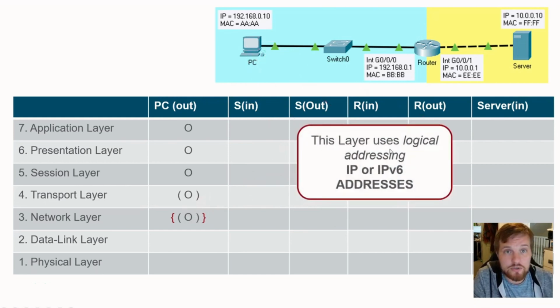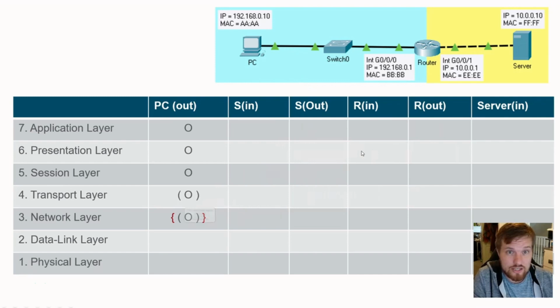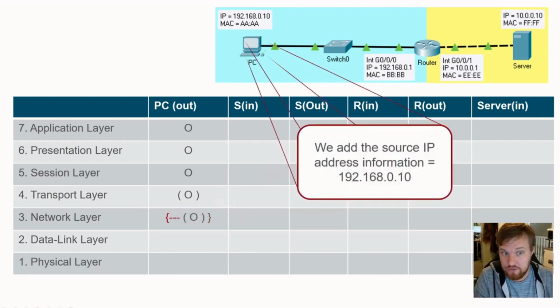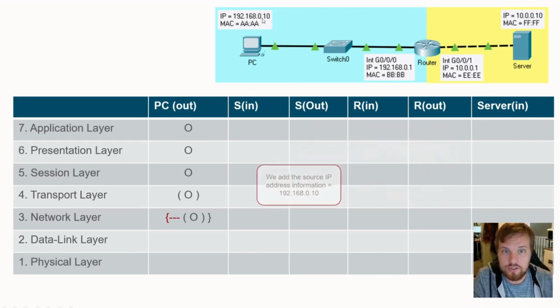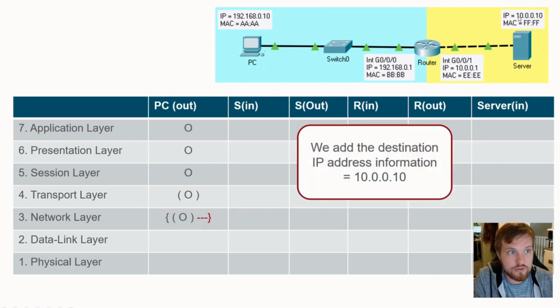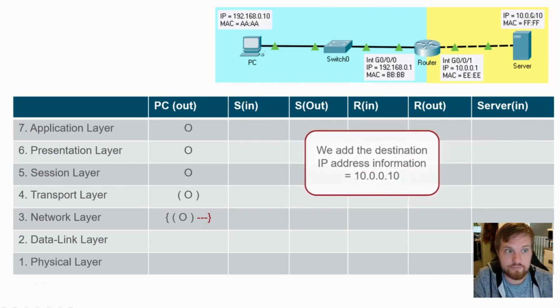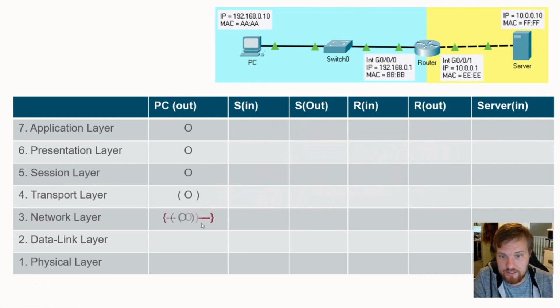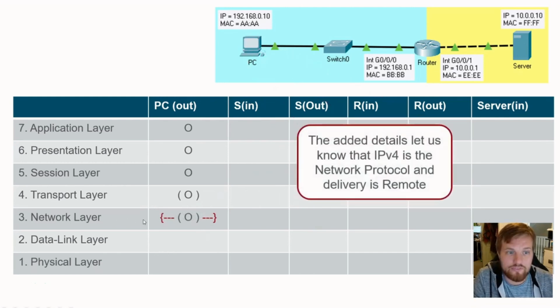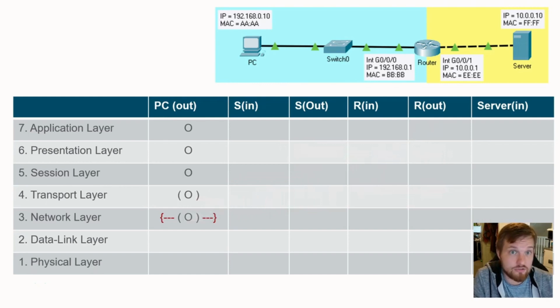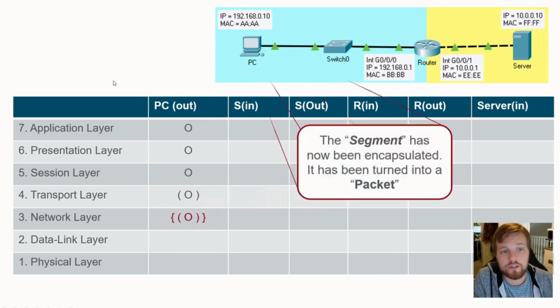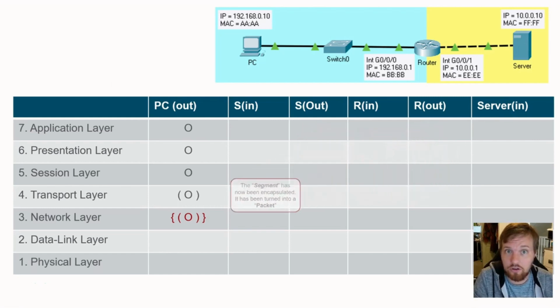At this layer, we use an addressing format called logical addressing, IP version 4 or IP version 6. So we add the source information. 192.168.0.10 is where our packet's coming from, and it's going to 10.0.0.10, the remote destination. Fantastic. So we've added the details. We now know that we're using IP version 4 and that the delivery is a remote delivery because it's going to a different network. That segment has now been encapsulated and turned into what we call a packet.